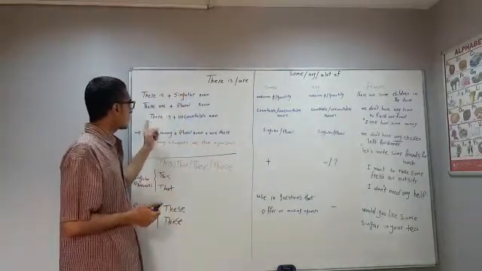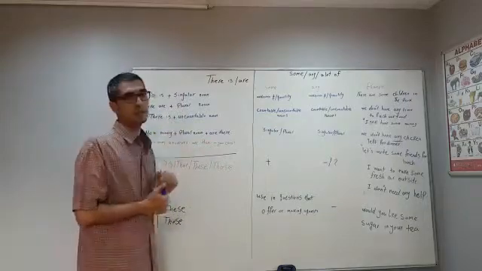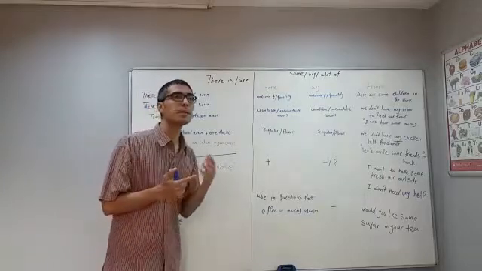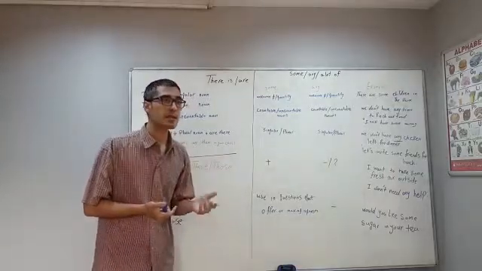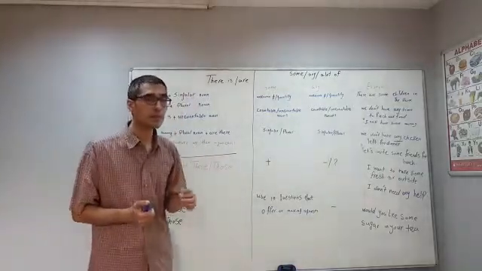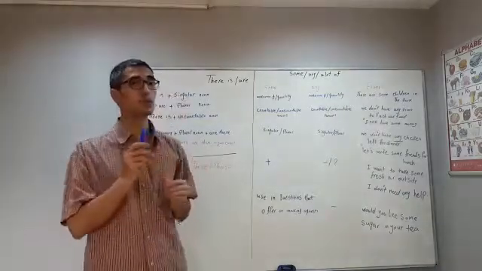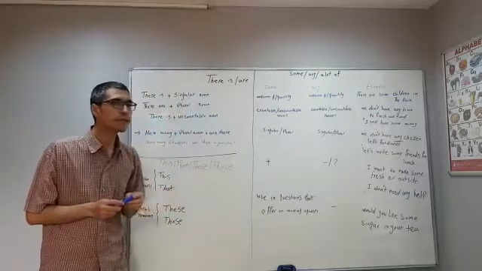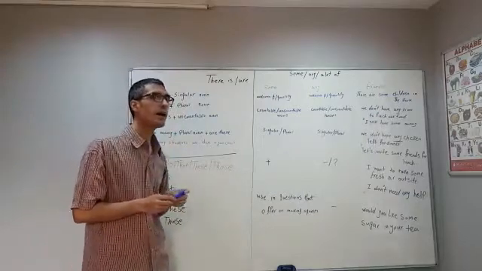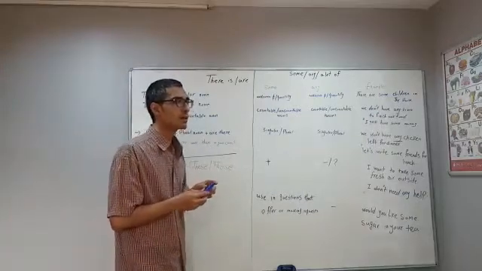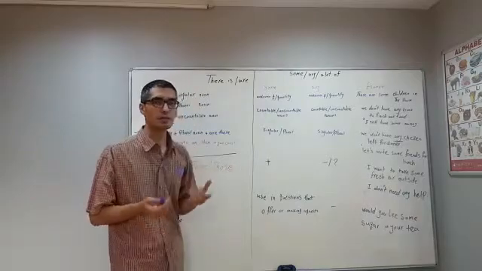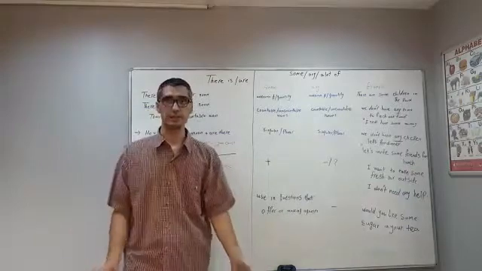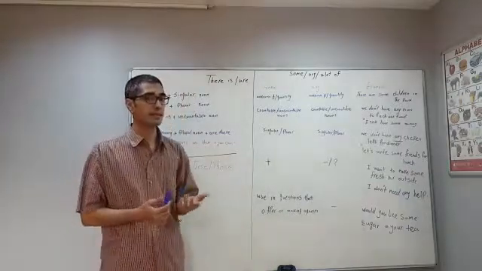We also use there is for an uncountable noun, right? There is some milk in the glass. So if a noun is uncountable, remember that we should use there is. And if we want to make it negative, how should we use it? For example, there is not or there isn't. There are not or there aren't. That's how we make the negative form.